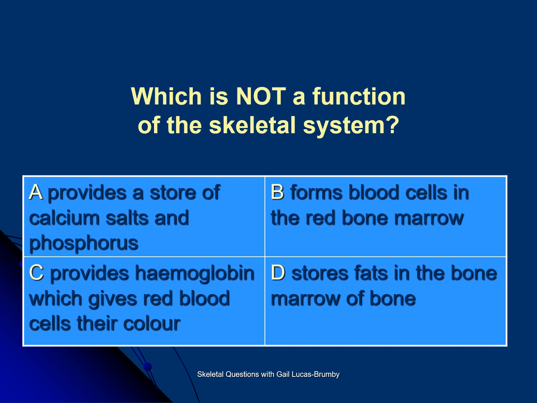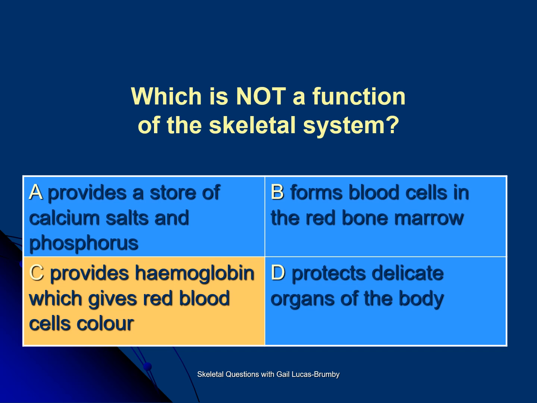Which is not a function of the skeletal system? A, provides a store of calcium salts and phosphorus. B, forms blood cells in the red bone marrow. C, provides hemoglobin, which gives red blood cells their colour. Or D, stores fats in the bone marrow of the bone. The answer is C. It provides hemoglobin, which gives red blood cells their colour.